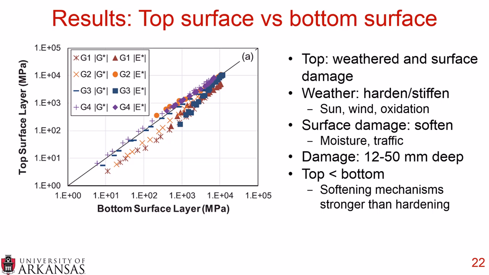And you can see here in this graph that the top modulus is less than or equal to the bottom modulus. And that means the softening mechanisms, so that surface damage of moisture and traffic, are stronger than the hardening. So in theory, the bottom surface layer should not be exposed to either the weathering or the surface damage. Only the top is, and because the top is consistently lower than the bottom, the softening mechanisms are stronger than the hardening mechanisms. So the moisture and traffic is causing more damage than the sun, wind, and the oxidation.